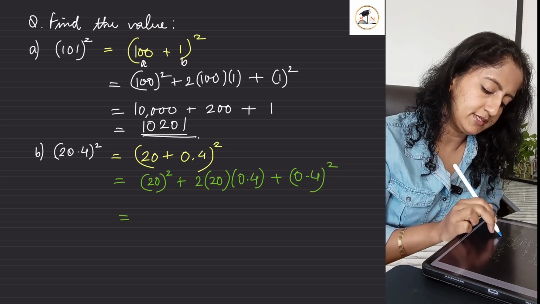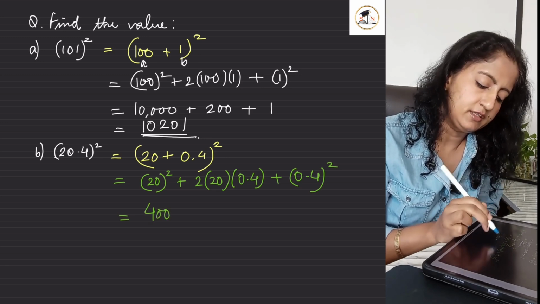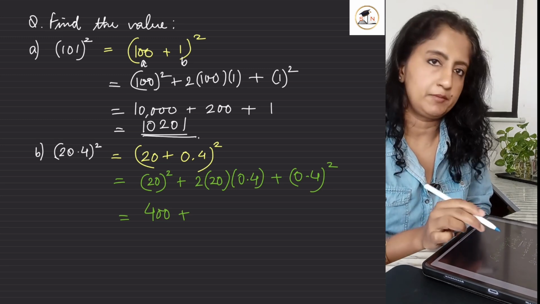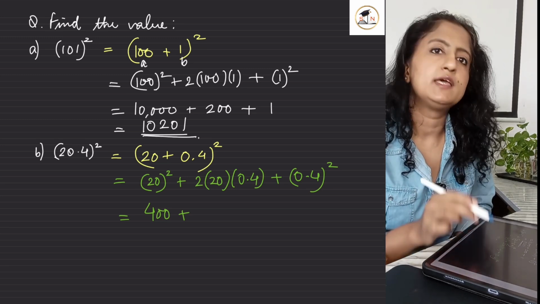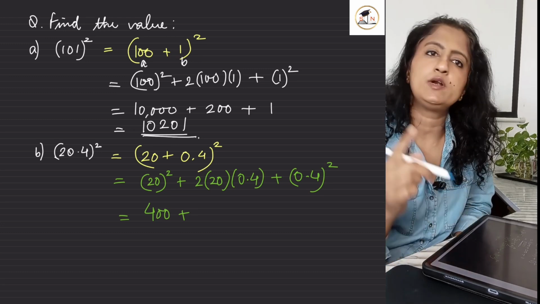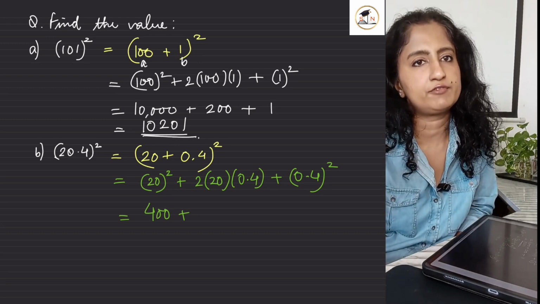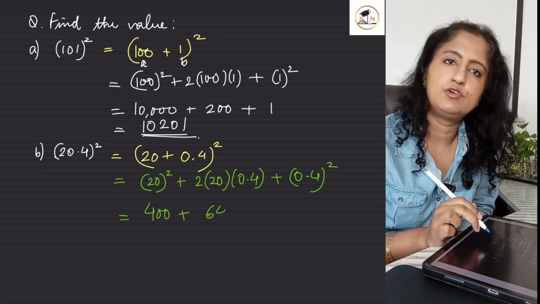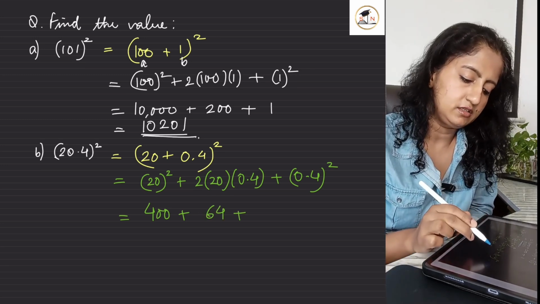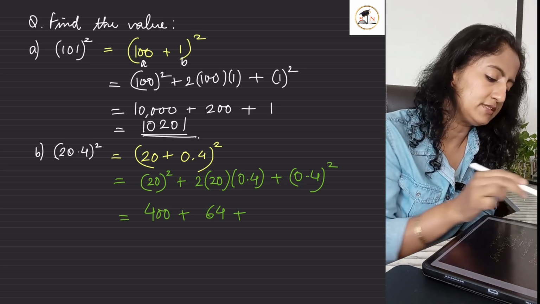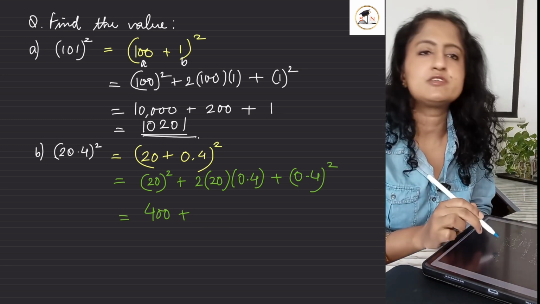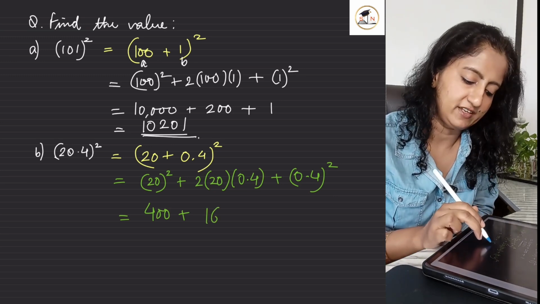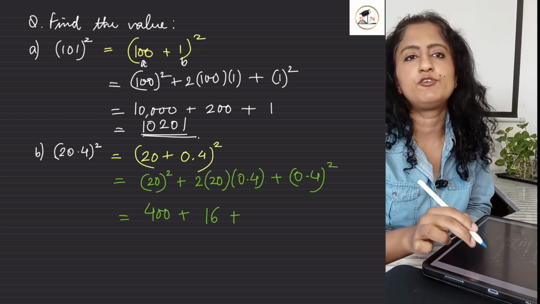So now 20 square is 400. Then 2 into 20 is 40. 40 into 4, I'm not doing 0.4, 40 into 4 is 160. Now we had one decimal, so we are left with 16 over here. Sorry, it was not 64 but 160. 2 fours are 8, right? And 4 fours are 16. So we are left with 16 over here plus 0.4 square.